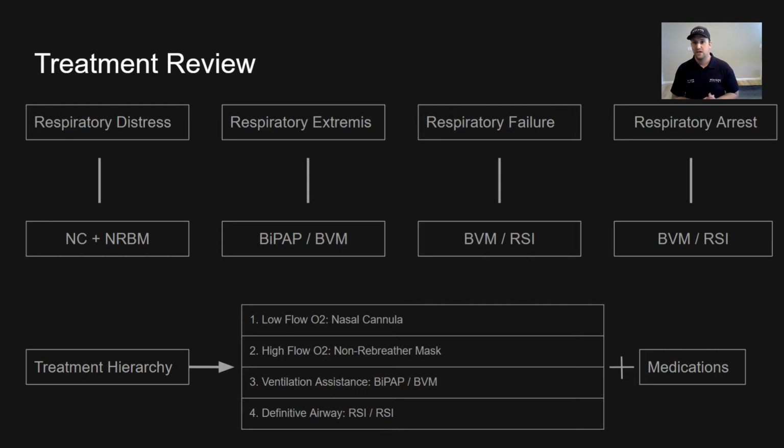And then last, respiratory arrest. This one's the most obvious, the easiest to treat. They are not breathing. There's nothing that you can find to reverse it. So you're going to have to provide assisted ventilations.